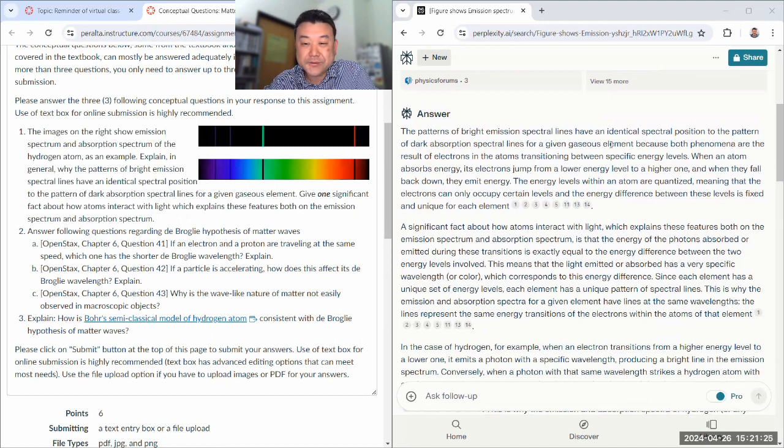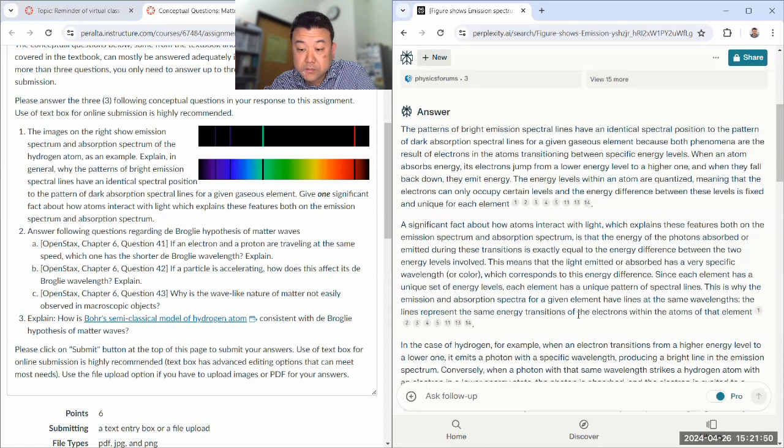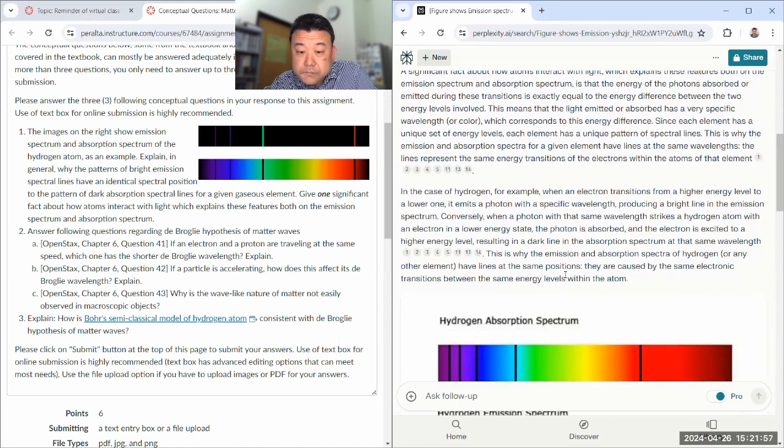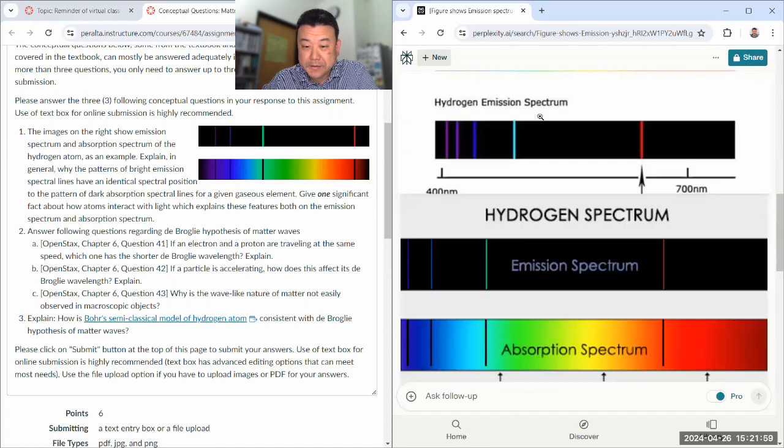Patterns, so when an atom absorbs energy, the electron jumps, and when they fall, they emit energy. Yeah, quantized. The significant point is that the energy of the photon relates to those transitions, yeah. So, a very specific wavelength. And it's a specific wavelength. Conversely, yeah. Yeah, that's a good answer.